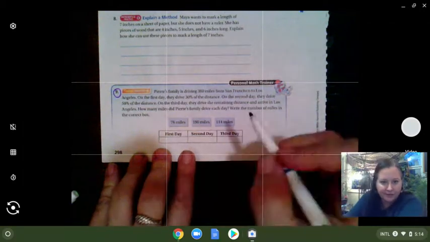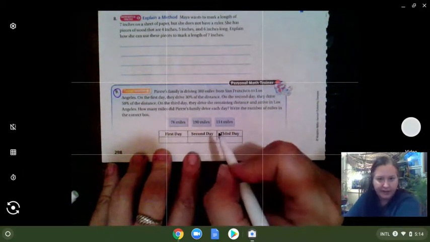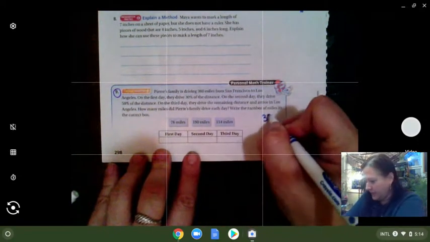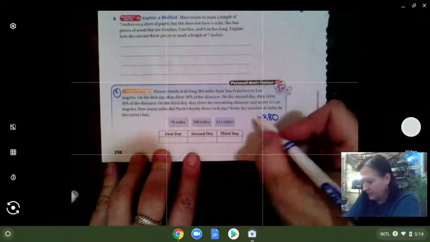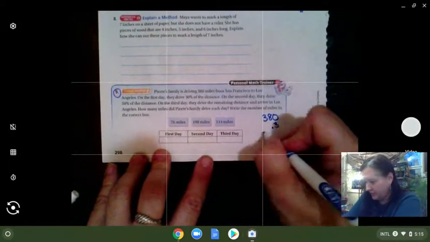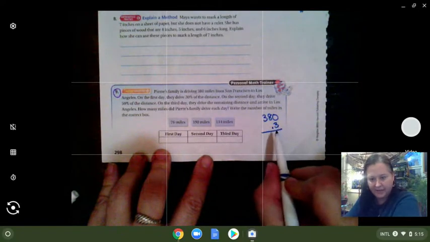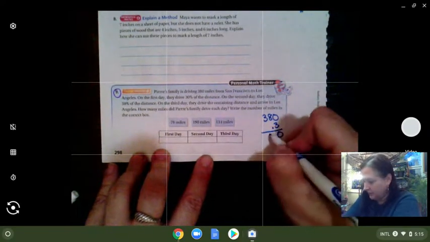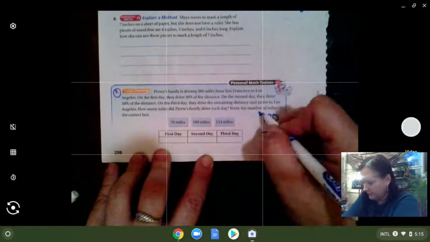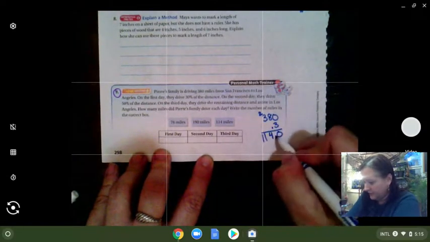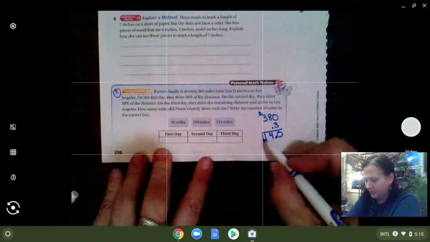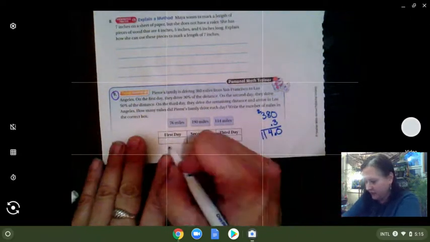So let's start with the first day right here. We're going to take our 380, and then the first day they drive 30% of the way. So we change 30% into 30 hundredths or 3/10. We're going to multiply this, move the decimal over once, and we get the first day 114 miles.